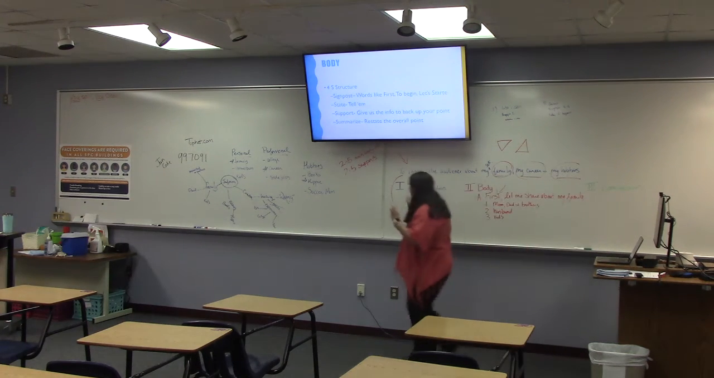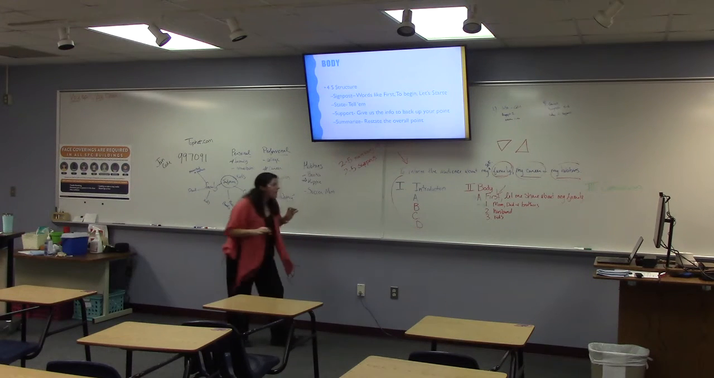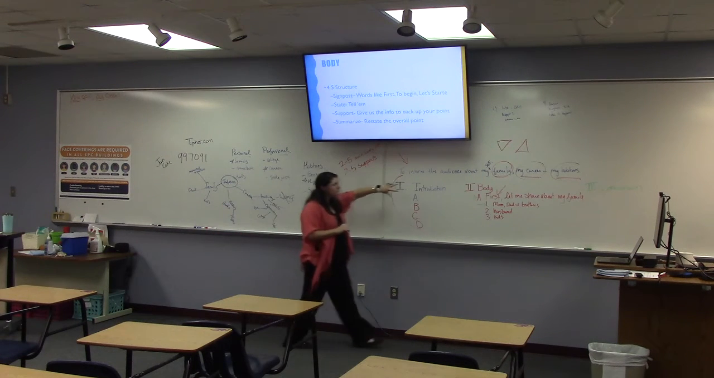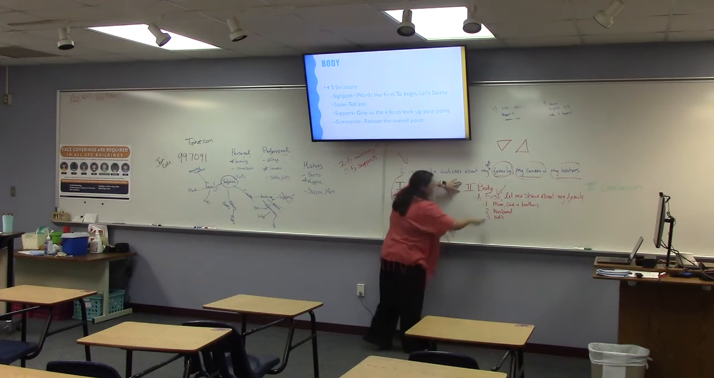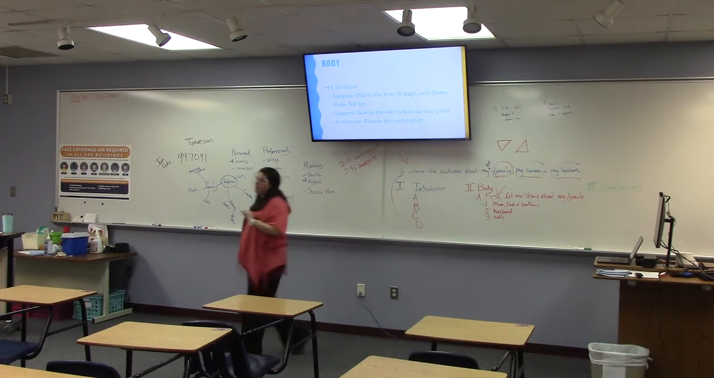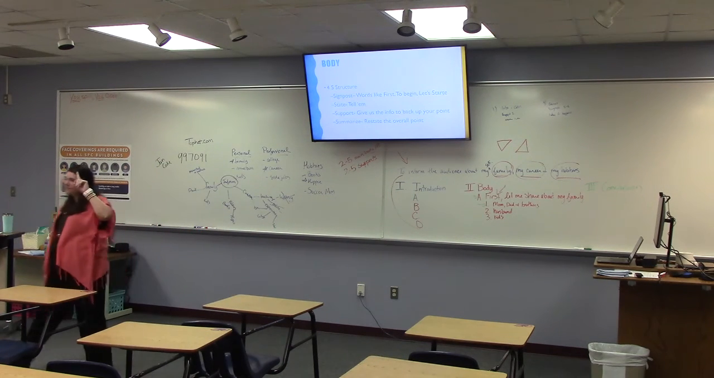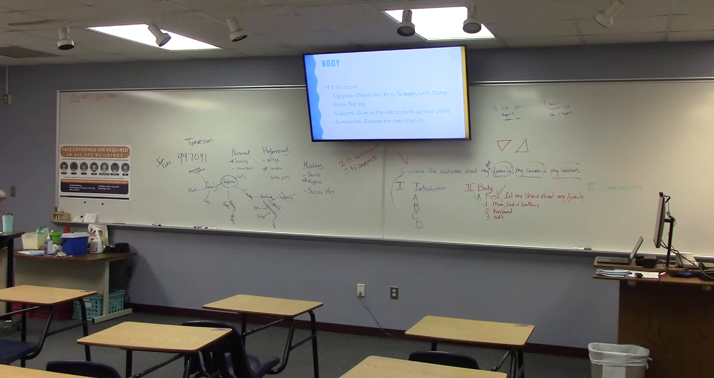All right, then we move to the body. So the body is Roman numeral 2, and your first point is going to be A or 1, whichever one you do, okay? You're going to start each main body point with the first S, okay? Every main body point is going to follow the 4S structure. The 4S structure is signpost, state, support, and summary. Every main body point is going to have those 4 S's in it, okay?